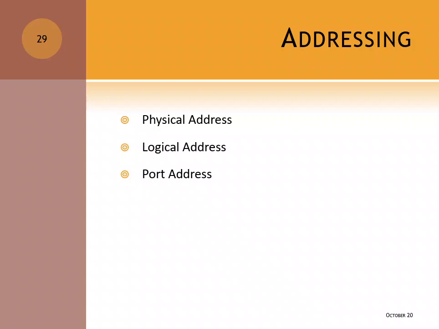Okay, at the beginning of this chapter, I mentioned one of the duty of the data link layer is physical addressing. One of the duty of network layer is logical addressing, and one of the duty of transport layer is port addressing. Okay, so what are the difference between these 3 addresses?